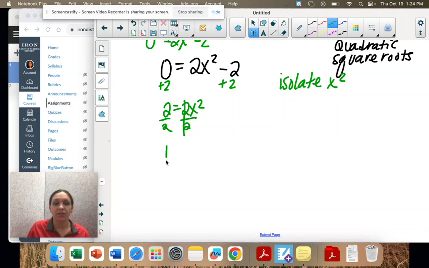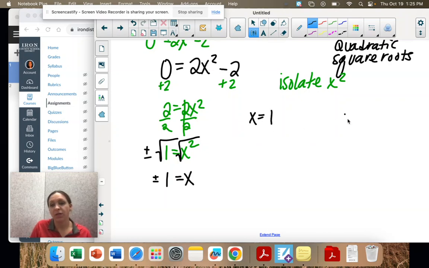So 2 divided by 2 is 1. And then to get rid of a square, use square root on both sides. And remember, we add the plus or minus. So it's the square root of 1. So our answer is plus or minus 1. But we have to write it as points. So I have x equals positive 1 and x equals negative 1. And we need to find the y values that go there.